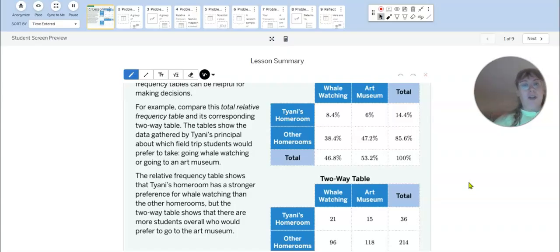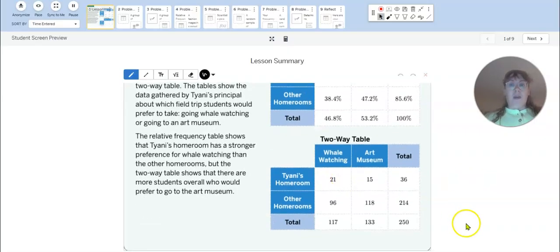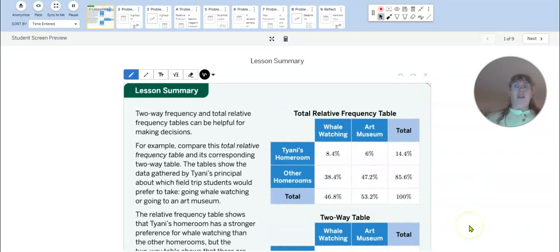The tables show the data gathered by Tayani's principal about which field trip students would prefer to go on, whale watching or art museum. The relative frequency table shows that Tiani's homeroom has a stronger preference for whale watching than the other homerooms, but the two-way table shows that there are more students overall who would prefer to go to the art museum. So it can help us in making a decision about which can fit the majority of the people.